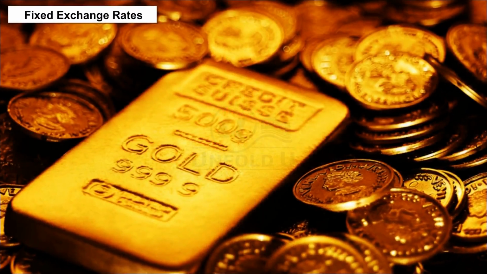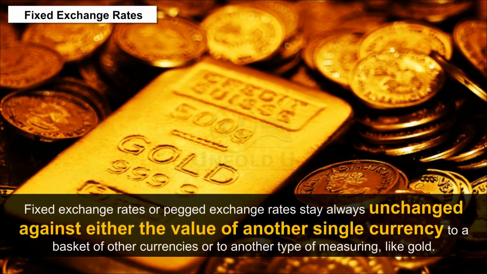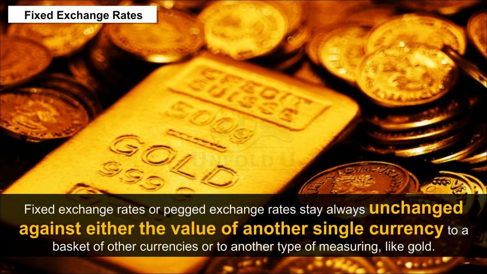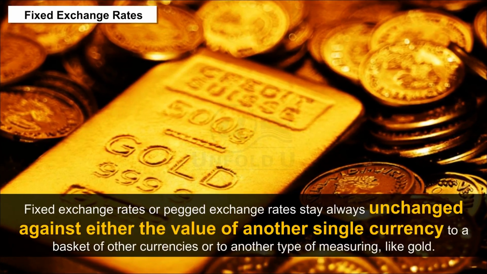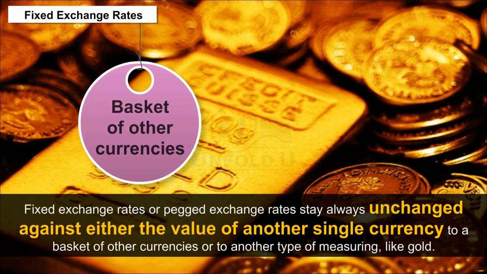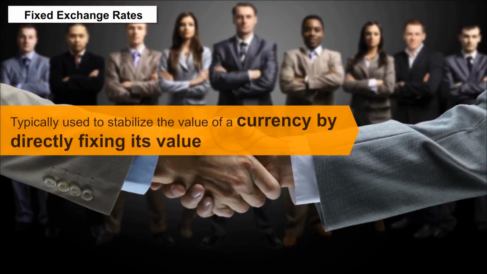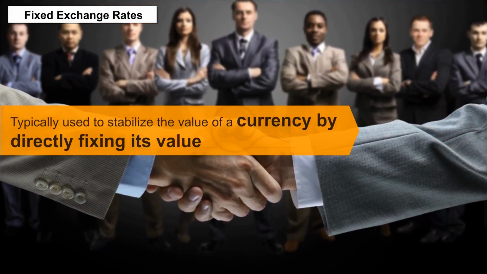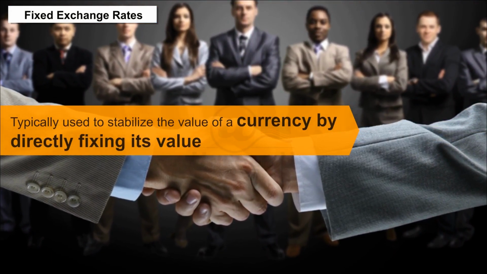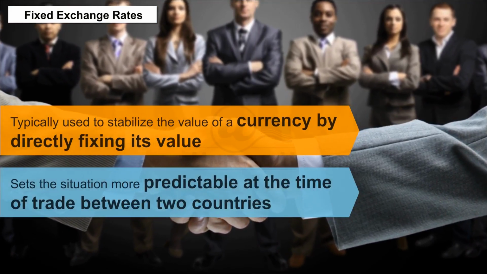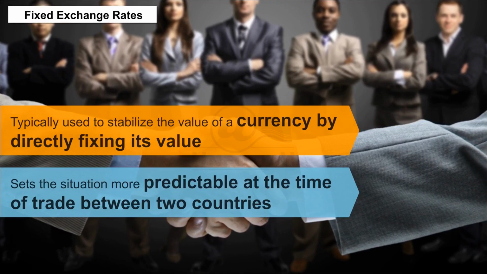Fixed exchange rates. Fixed or pegged exchange rates stay unchanged against the value of either another single currency, a basket of other currencies, or another measure like gold. It is typically used to stabilize the value of a currency by directly fixing its value, which makes the situation more predictable at the time of trade between two countries.